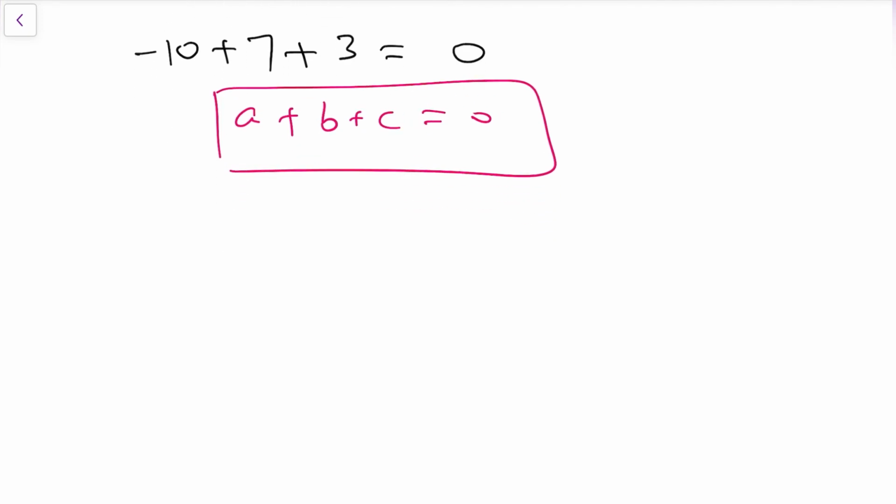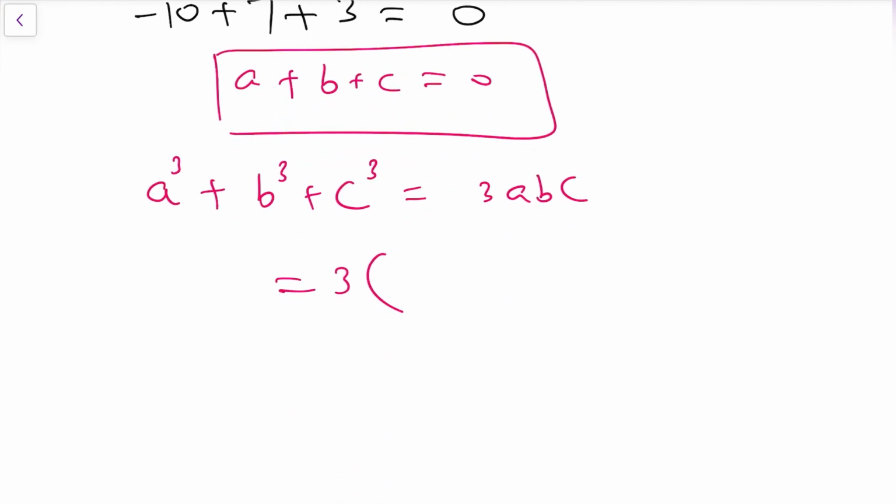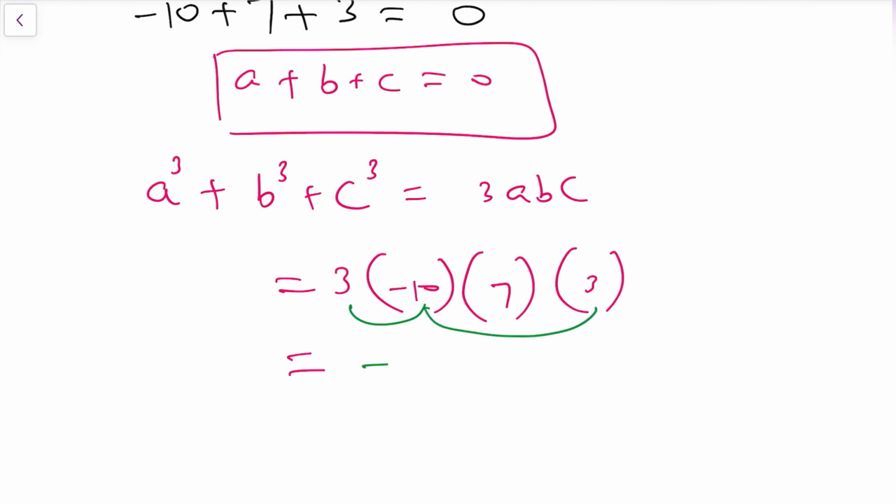So if a plus b plus c value is 0, then the value of a cube plus b cube plus c cube is equal to 3abc. So the final answer is 3 into a, which is minus 10, into b, which is 7, into c, which is 3. So here only one minus symbol is there, so the answer will be minus. 3 tens are 30, 3 threes are 90, 9 sevens are 630. So the final answer is minus 630.